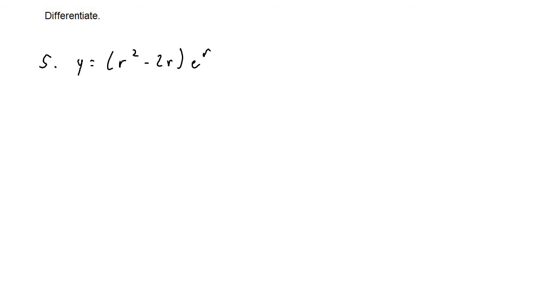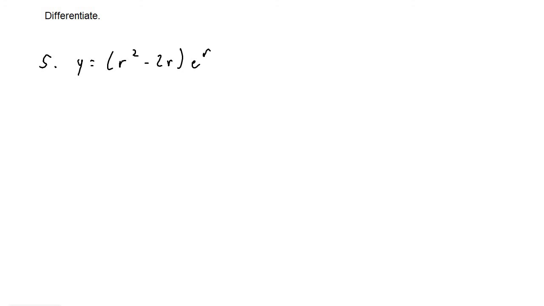So now for number 5, we have y equals r squared minus 2r times e to the r. We do have two functions being multiplied by each other in this case, so we can go ahead and use the product rule. Now realize that instead of the x variable, we do have the r variable, but that doesn't matter because we treat it the same exact way. But instead of deriving with respect to x, we're going to go ahead and derive with respect to r, because that's the variable that we are deriving.